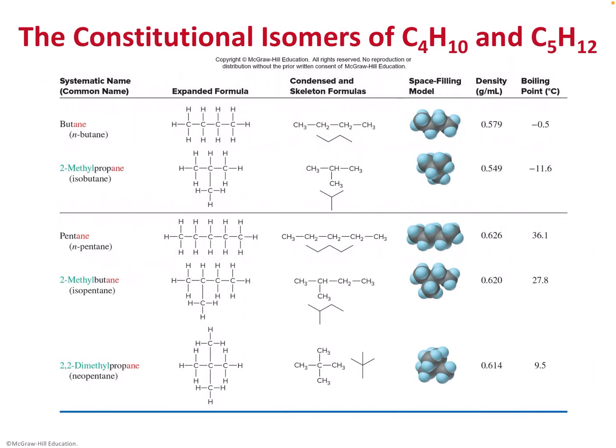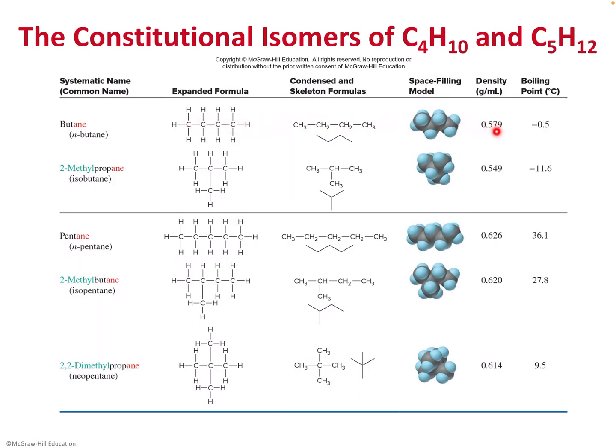Now here we can see constitutional isomers of C4H10 and C5H12. So this is butane. There are 4 carbons, 1, 2, 3, 4, and 10 hydrogens. And this one also has 4 carbons and 10 hydrogens. C4H10 is the molecular formula for both of these, but there is a branch here. The name of that is 2-methylpropane because the main chain is 3 carbons long and has a methyl group on the second carbon. So 2-methylpropane, and this is butane.